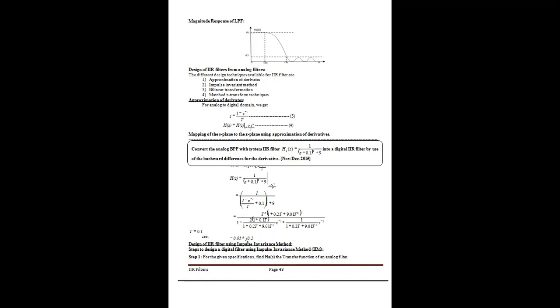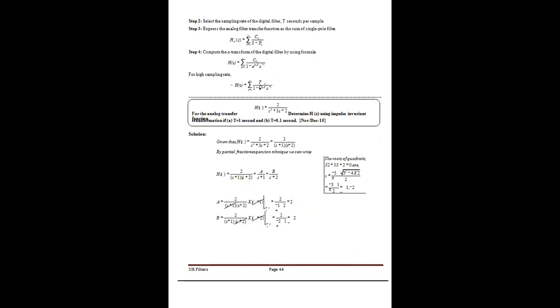Step 1: for the given specification, find H(s), the transfer function of an analog filter. Step 2: select the sampling rate of the digital filter. Step 3: express the analog transfer function.